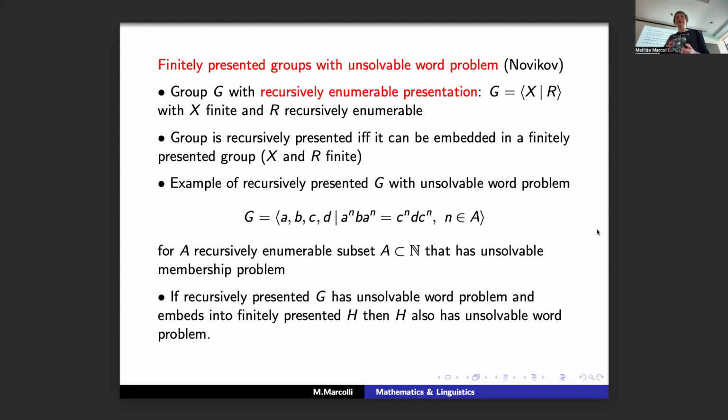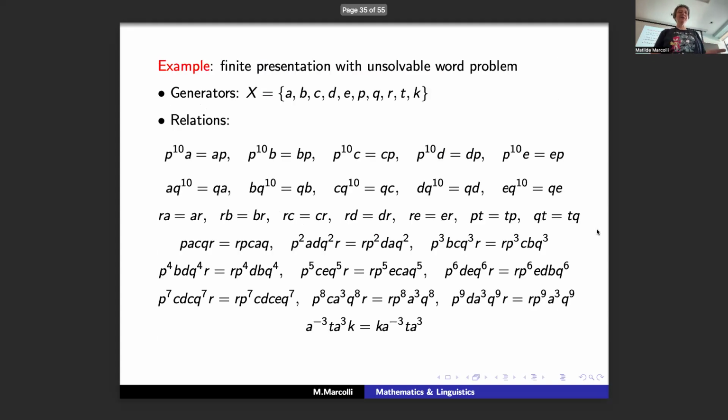And so this looks like a kind of cooked up example, right? Because you sort of use the fact that your relations rely on a set of the integers that has an unsolvable membership problem. But the thing is that you can have situations where you have an actual nice finitely presented group that contains a subgroup that is of this kind, and then it automatically has unsolvable word problem. And that's the way that people constructed examples that look very innocent.